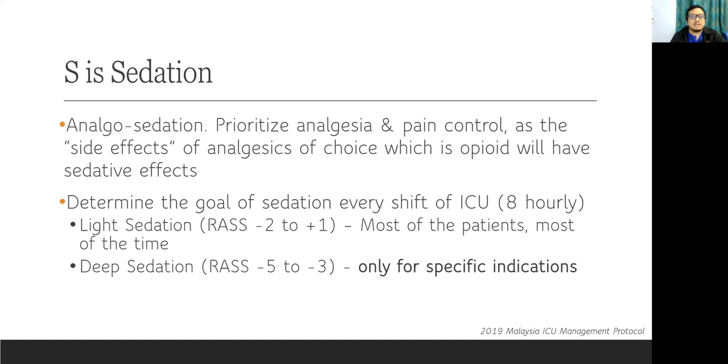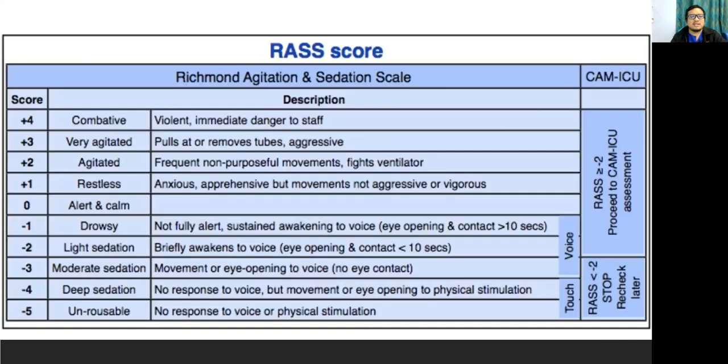So we have to determine the goal of sedation of every shift in ICU. When you come into shift, when you want to assess the patient every shift, you have to determine now whether you want the patient to be in light sedation or deep sedation. Light sedation is using RASS -2 to +1. In most patients, most of the time, we will employ light sedation. Deep sedation only for specific indication. This is the RASS score that we use to assess sedation level of the patient.